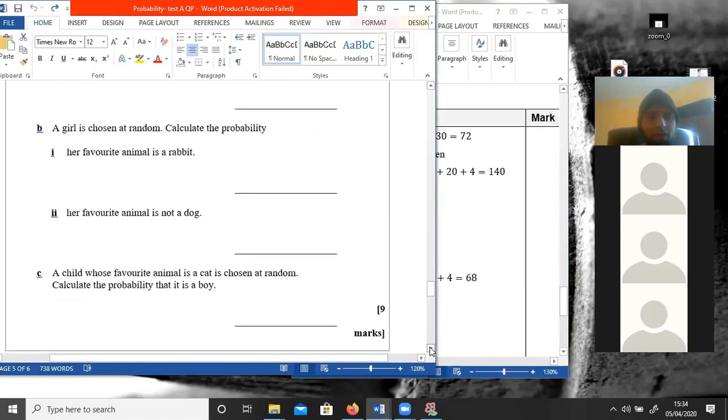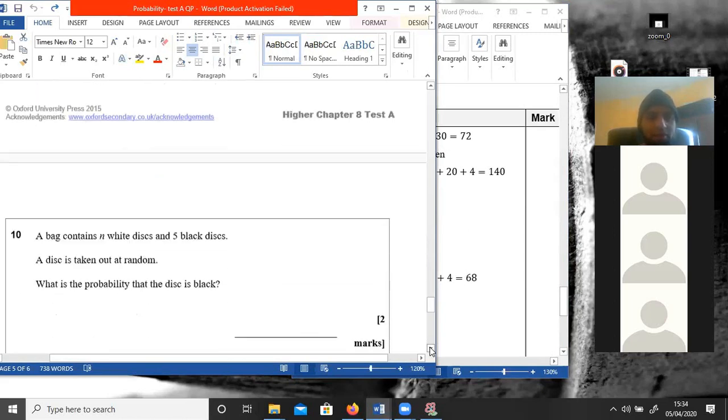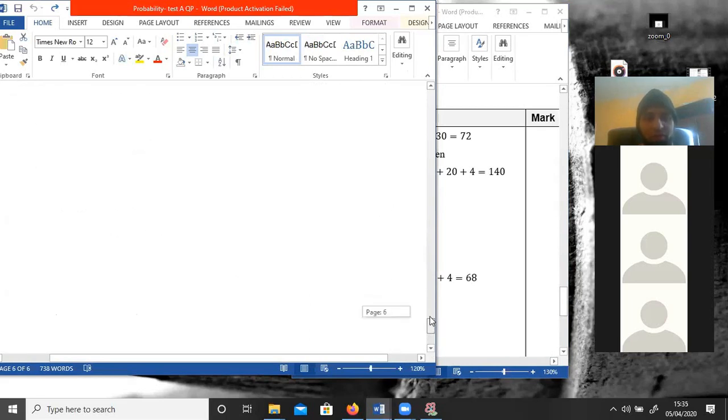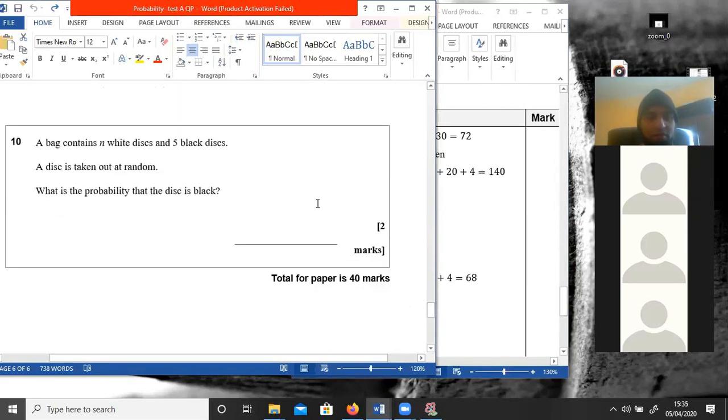Good. Last question in this exam paper, but by no means the last question in the topic, because we've got a few more bits of the topic we're going to cover, although we've done most of it. Try this question out here. Number 10. As soon as you finish, tell me.